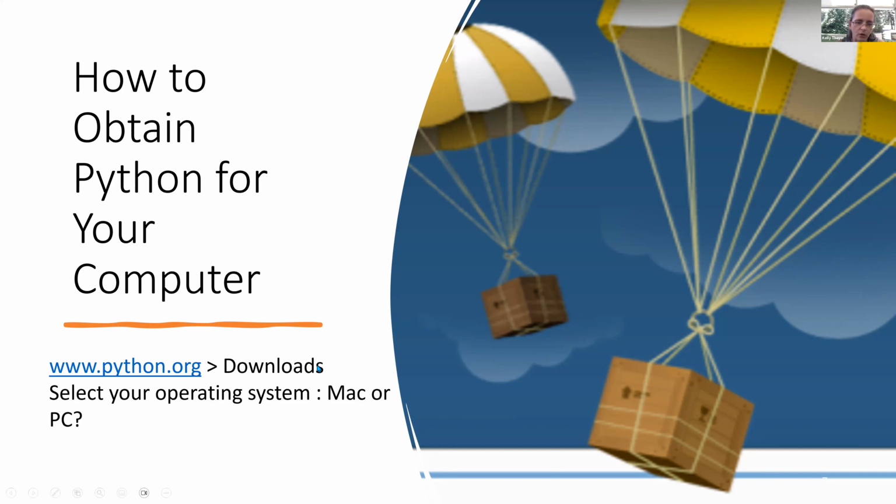You can go to python.org and you can go to downloads if you want to install it yourself. And then you need to select your operating system. Now, of course, if you're working on a Chromebook, Mac, or PC, it doesn't apply. You're going to have the Chromebook operating system. And so that's going to be a little bit more complicated in how you would actually install Python.